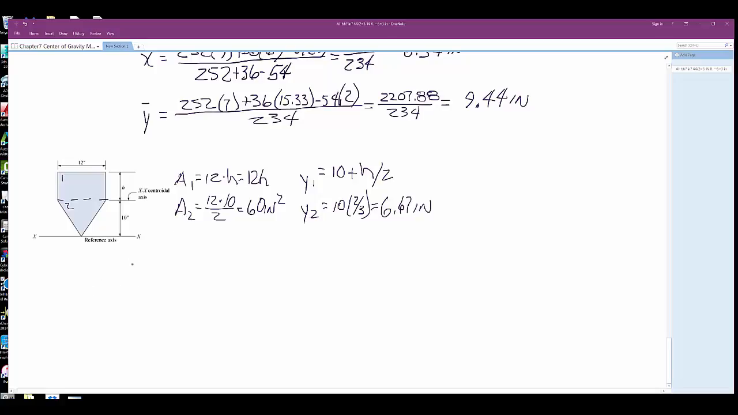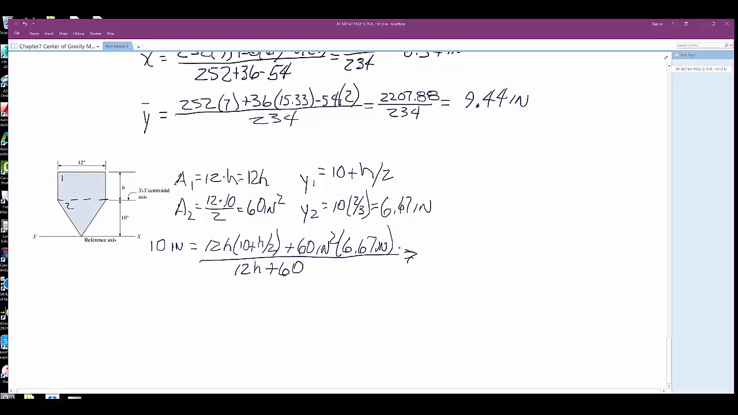So if we were looking at the calculation, y bar equals the area times the y value for that part plus the area of the next one, and so on. Well, we already know that this thing is 10 inches for the y bar. We know that. And then what we can say is we know that the area is 12h, and then it's times this 10 plus the height divided by 2, plus the area of the second one, 60, times y bar of the second section there, 6.67 inches. All of that divided by what? The area of the first one, 12h, plus 60, which is the area of the second one.